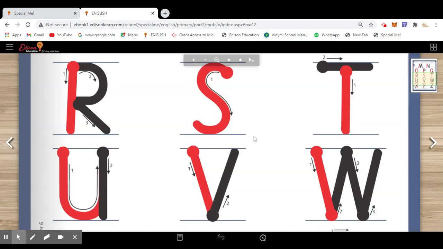Now come to the next letter. Which letter is this? This is uppercase letter S, and S is a phonic sound of letter S. So let's listen to its phonic song.